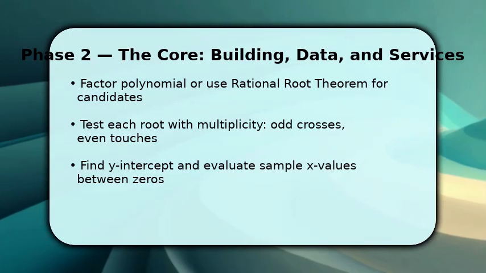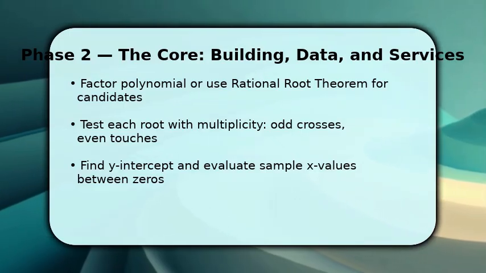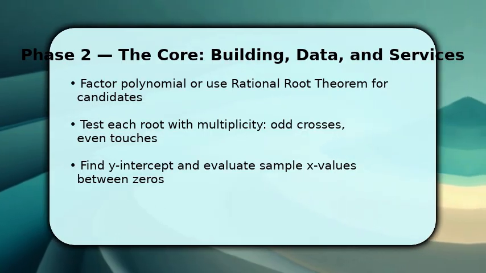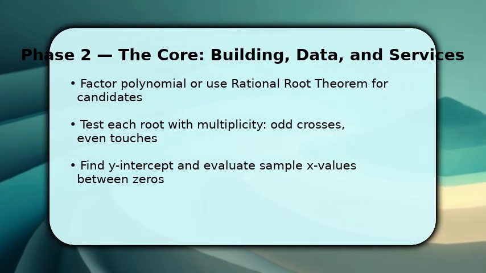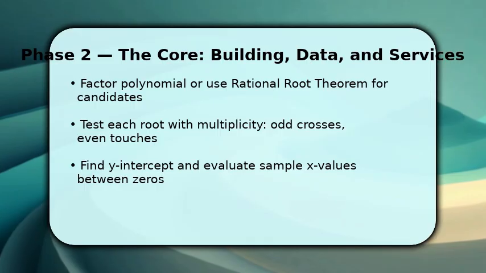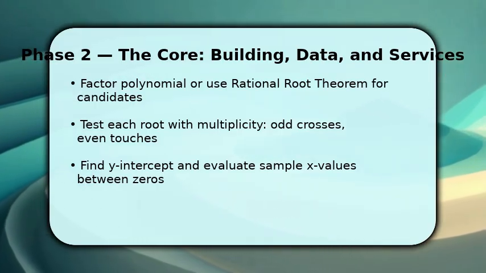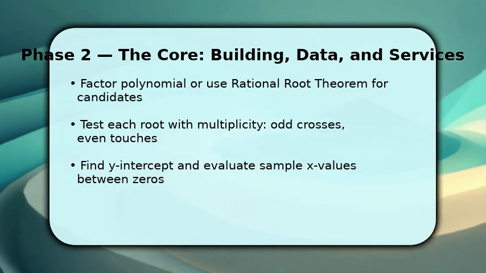Now you factor and solve for zeros. Apply the rational root theorem or synthetic division to test candidates. As you confirm each zero, check its multiplicity. Odd multiplicity produces a cross through the axis. Even multiplicity produces a touch and turn. That's why behavior near roots differs.